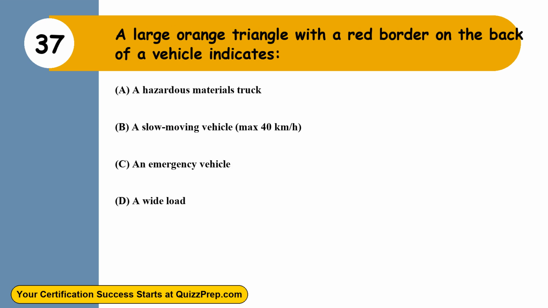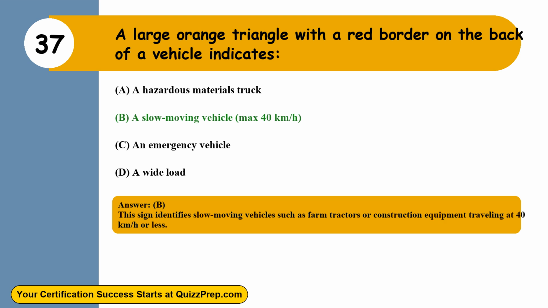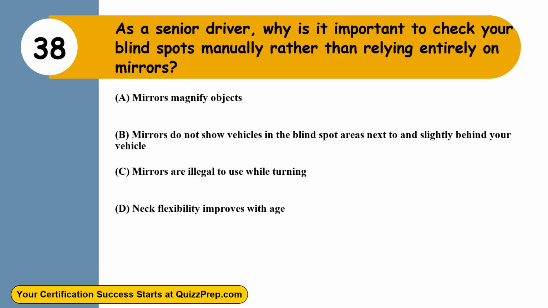Question 37. A large orange triangle with a red border on the back of a vehicle indicates: Option A, a hazardous materials truck. Option B, a slow moving vehicle, max 40 km/h. Option C, an emergency vehicle. Option D, a wide load. The correct answer is option B, a slow moving vehicle, max 40 km/h. This sign identifies slow moving vehicles such as farm tractors or construction equipment traveling at 40 km/h or less.